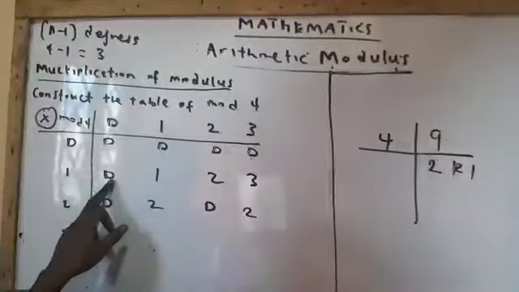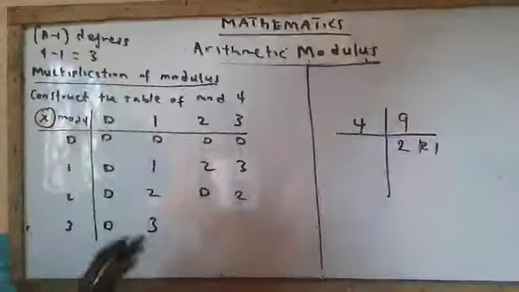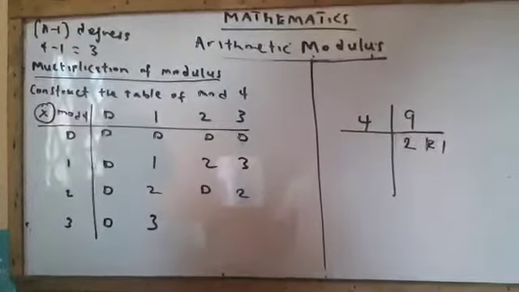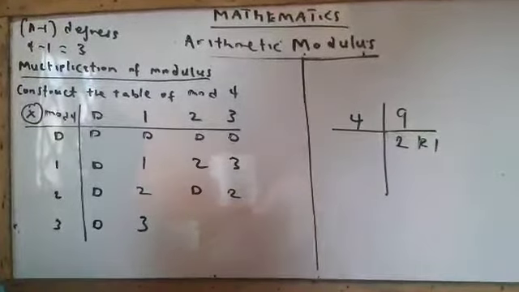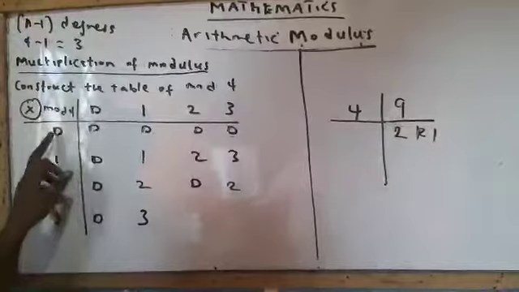Now, 1 times 0 gives us 0. 1 times 1 gives us 1. 1 times 2. Now, this is how we multiply modulus arithmetics. It has a similar concept to the addition. Now, I've gotten my integers using n-1. So what do we have?